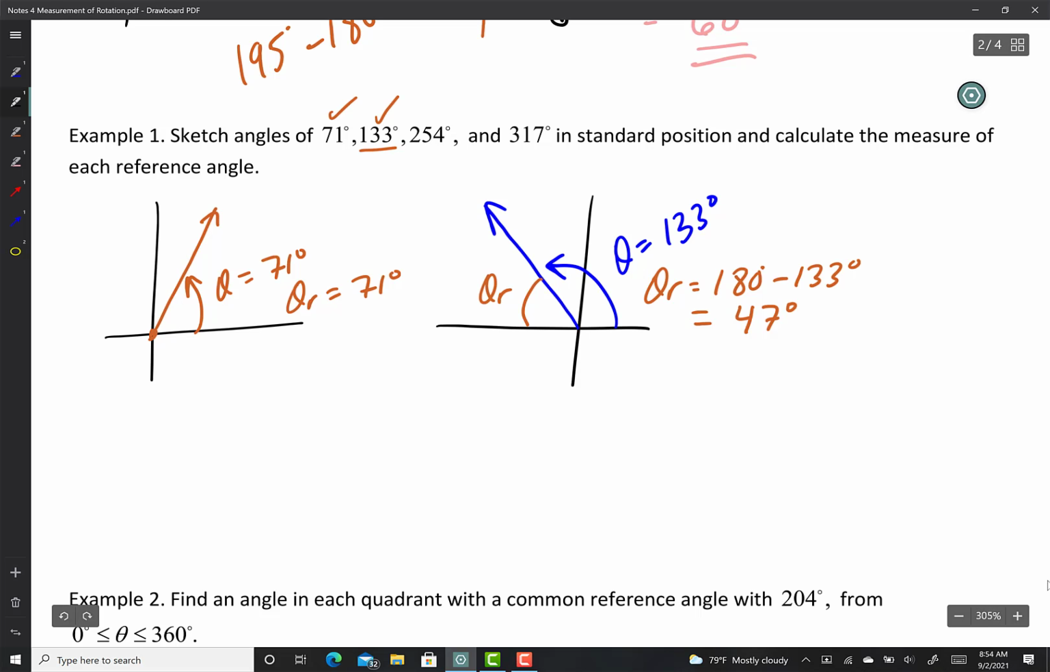Let's go to the 254. So I'm going to draw a grid again. I'm going to exaggerate quadrant 3. So here I am, exaggerating quadrant 3. 254. I'm going to say 254 is something like that.